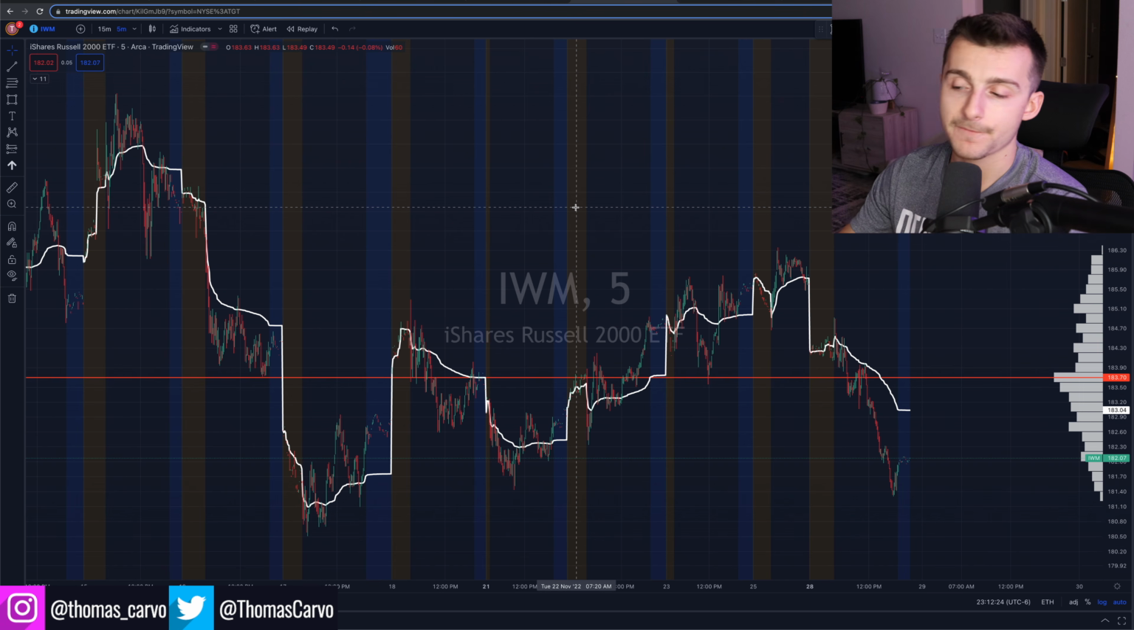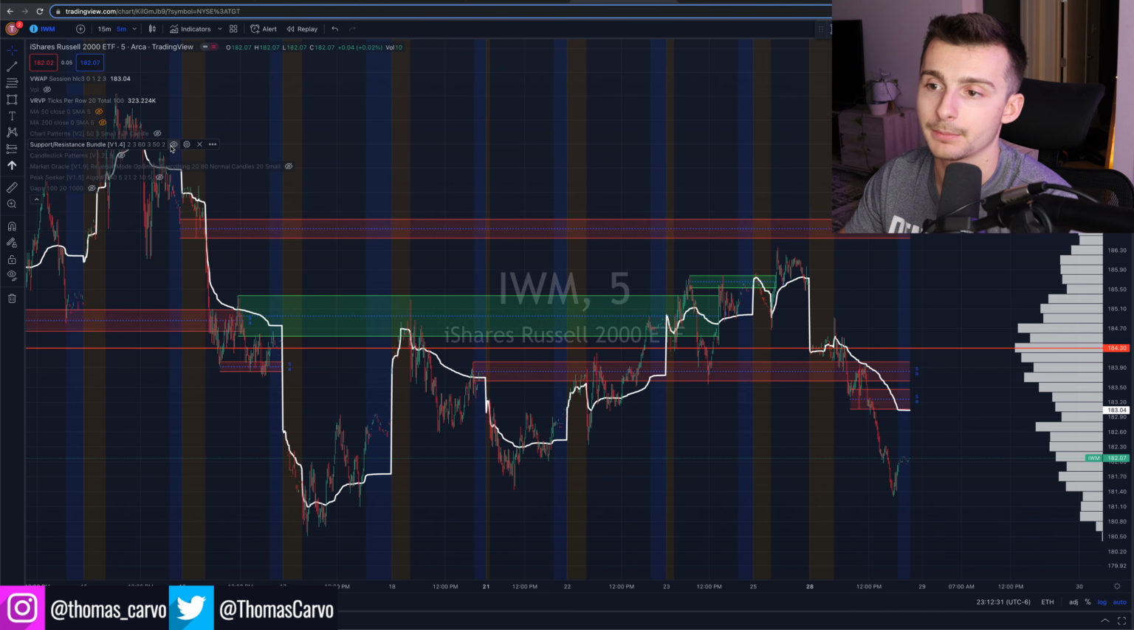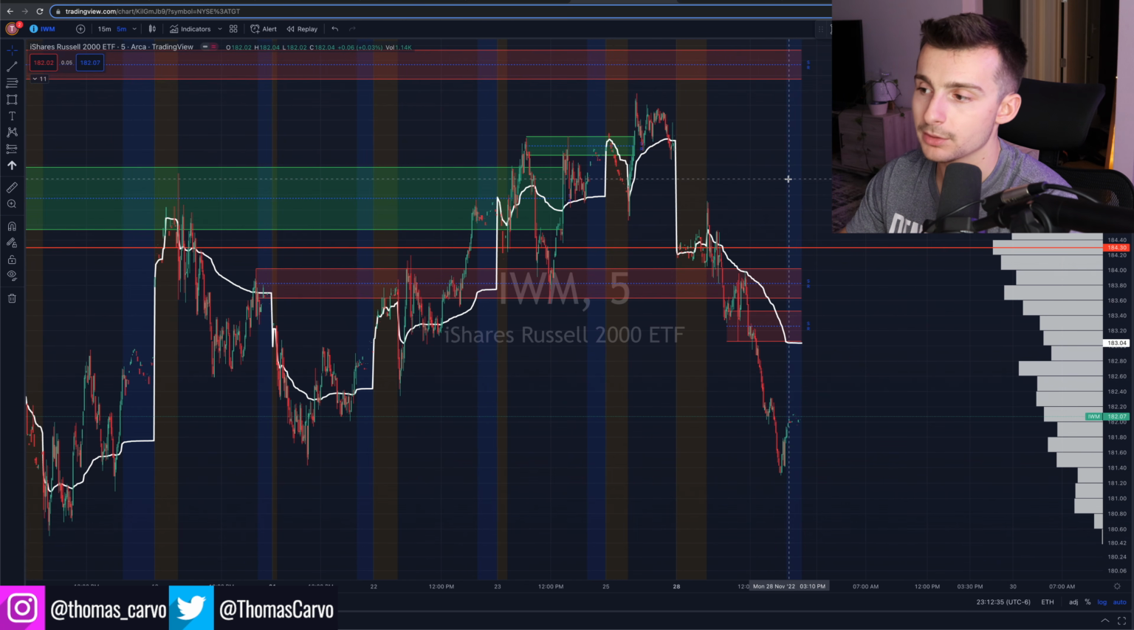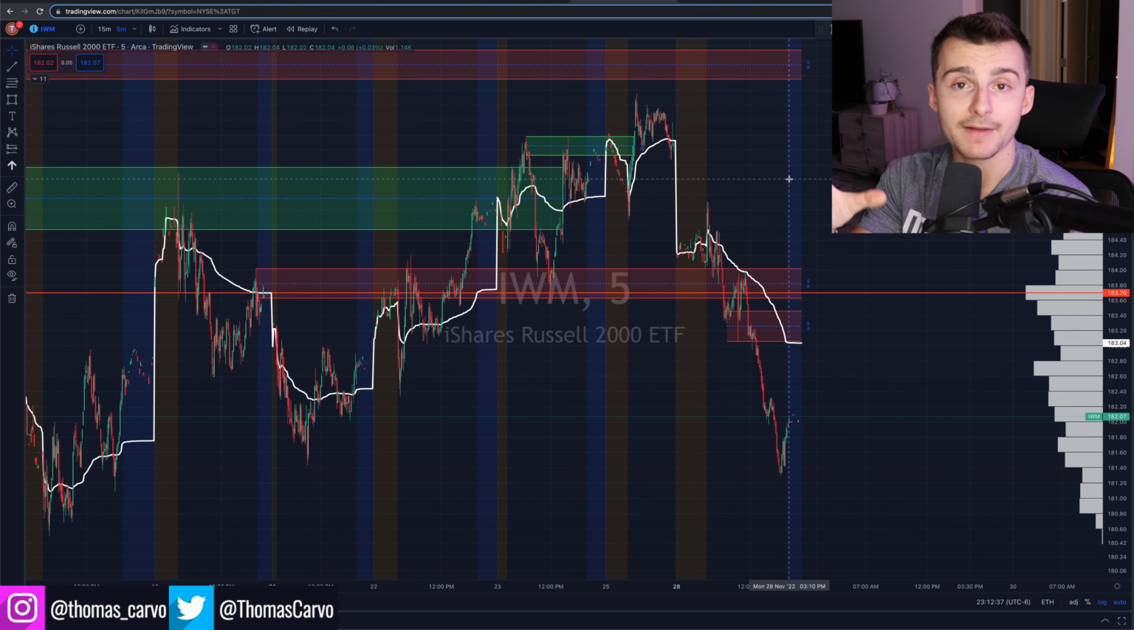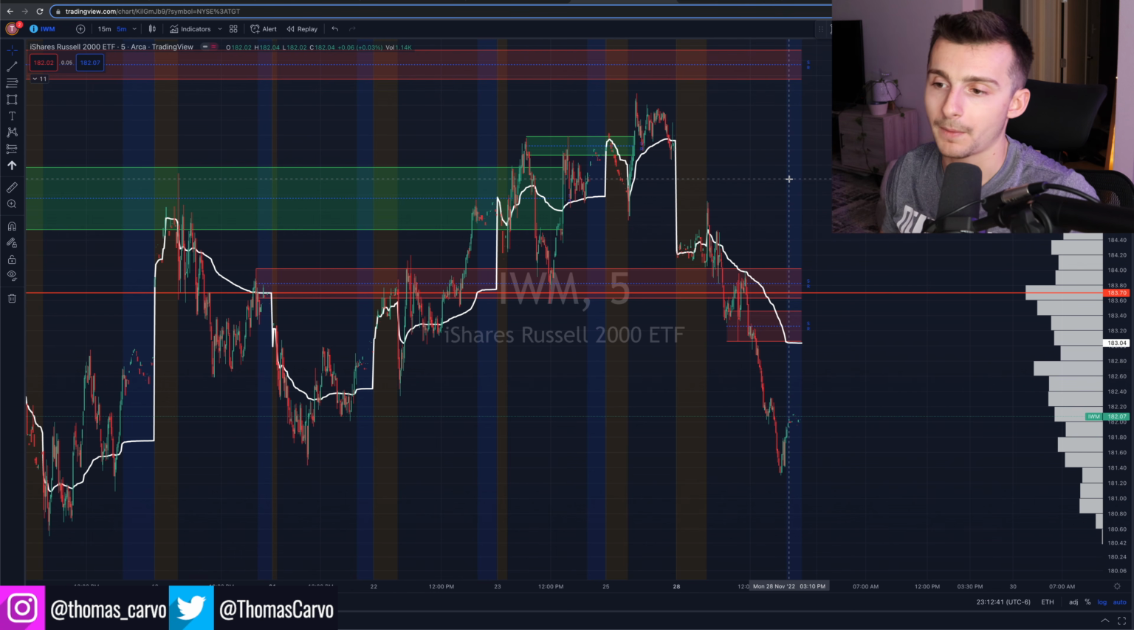Now, taking it a step further, when I implement some of ChartPrime's indicators on my charts, for example, I have the support resistance bundle indicator right here. This is actually a really cool indicator. What I've used this for is to identify some of these supply and demand zones that maybe I can't see as well, and maybe this gives me a really good picture of supply and demand. And what this support resistance zone indicator does is just that.